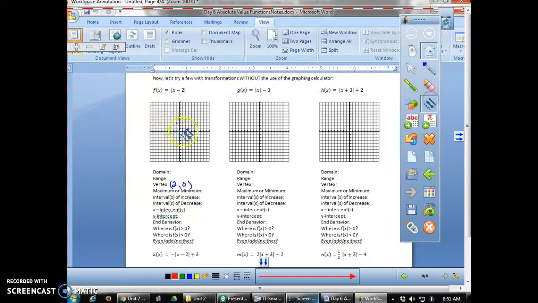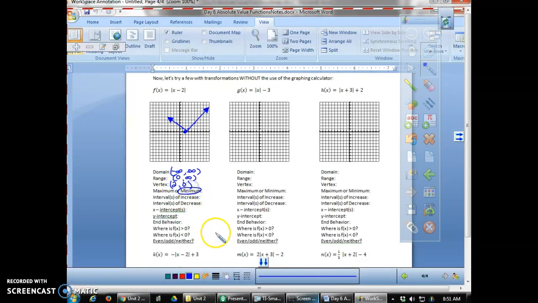Okay, and do these points as precisely as you can because that's going to help you find your x-intercepts, y-intercepts. I hope I did that precisely enough. Okay, that's not great, but you get the gist. Okay, so domain is everything. Range is still 0 to infinity because it didn't move up or down, so it's just 0 to infinity.